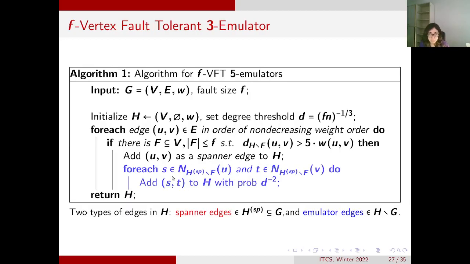So here's how the algorithm looks. Same as before, we start with an empty subgraph, and we have a parameter D that depends on F. And now again, we go through edges in non-decreasing weight order, and we see if for an edge UV there exists a fault set that forces us to add this edge.